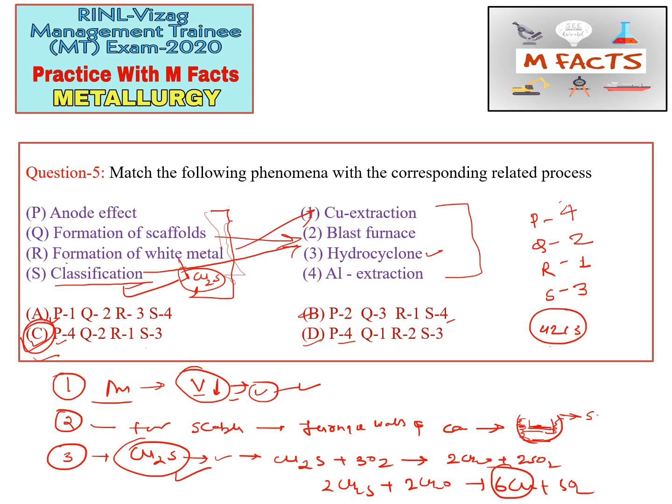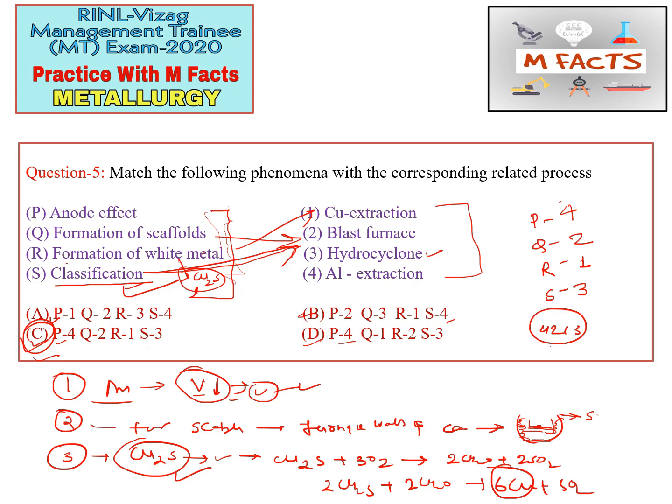Next, last one is the classification. Classification or sorting is a process by which we separate the mixtures of minerals or two or more particles on the basis of velocity. There are many routes by which we do the classification.